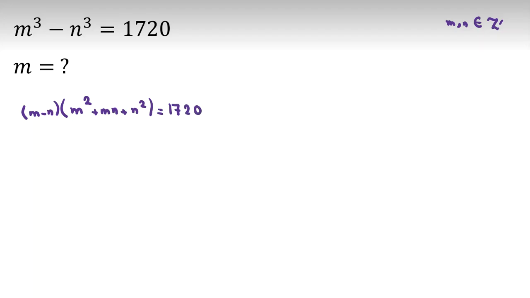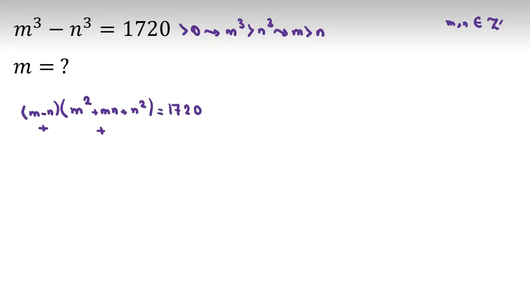Let's see. Here, m cubed minus n cubed. Can we say m and n are positive or not? Not necessarily, but I can tell you something. Because it is positive, m cubed minus n cubed is positive, so m cubed is greater than n cubed, so we can conclude m is greater than n. So this part is positive, and we can conclude this part also has to be positive.